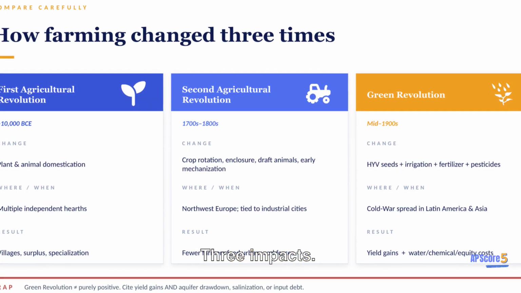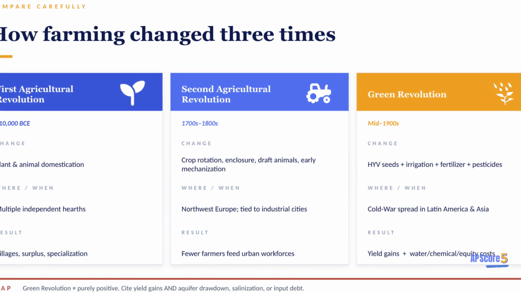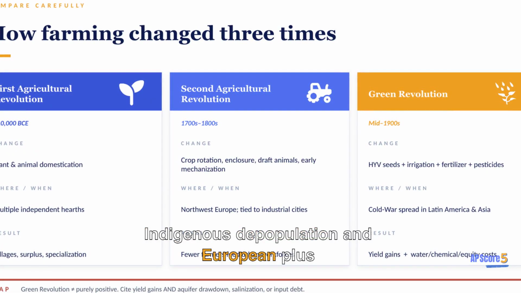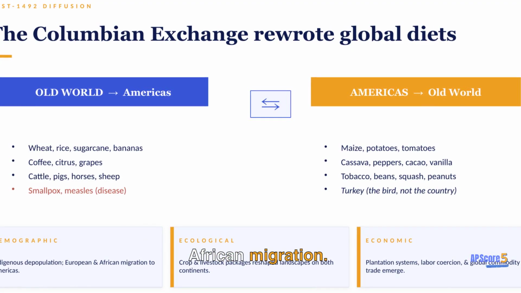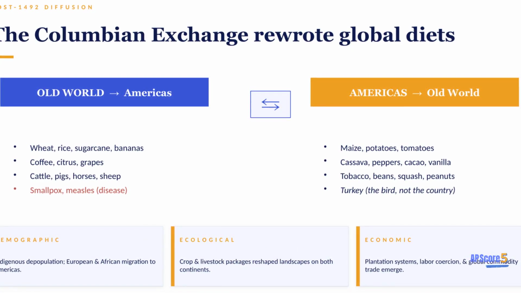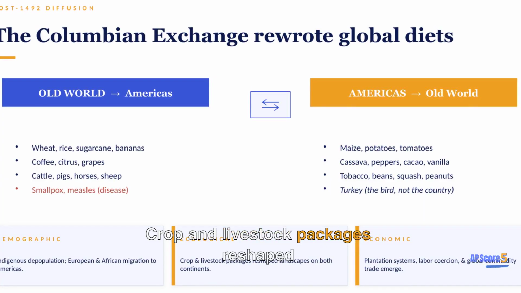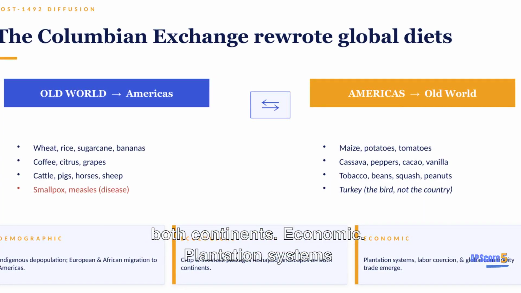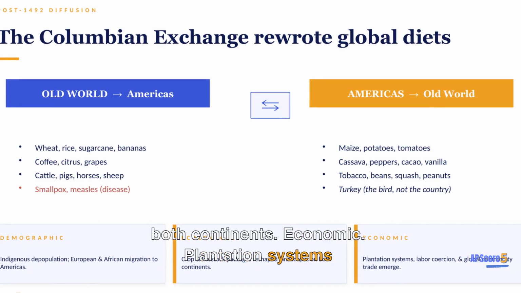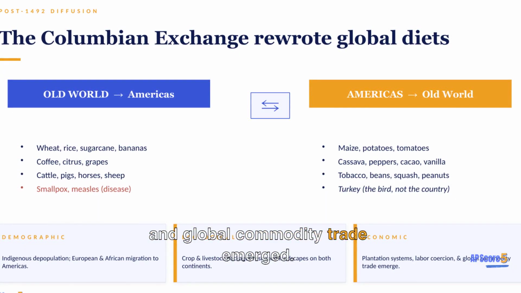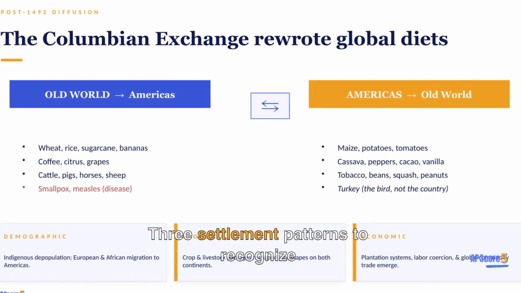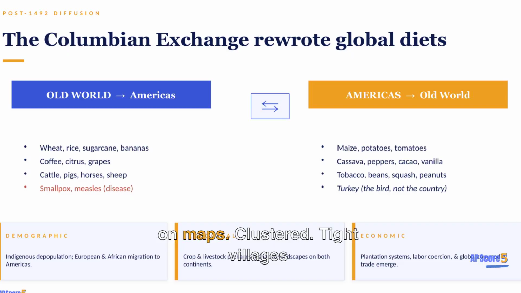3 impacts. Demographic. Indigenous depopulation and European plus African migration. Ecological. Crop and livestock packages reshaped both continents. Economic. Plantation systems and global commodity trade emerged. 3 settlement patterns to recognize on maps.